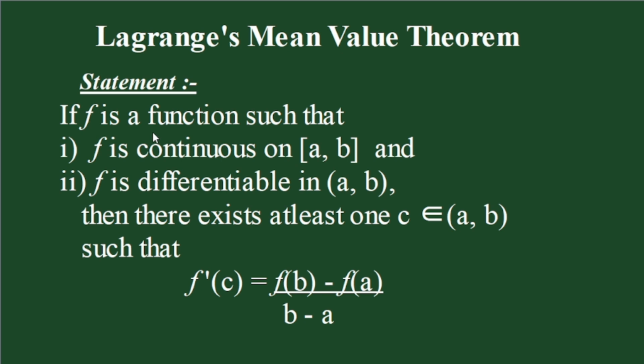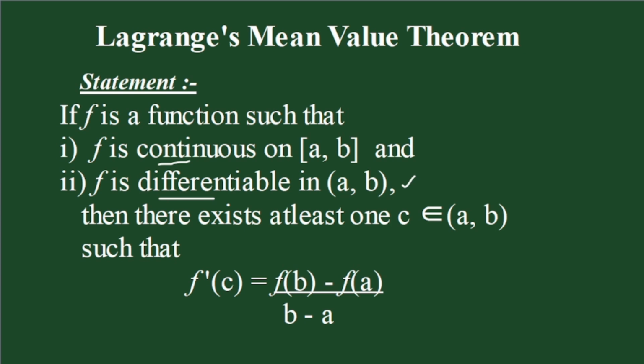If f is a function such that f is continuous on the closed interval [a, b] and f is differentiable on the open interval (a, b), then there exists at least one c in between a and b, that means belonging to the open interval (a, b), such that f'(c), the derivative of f at c, is equal to (f(b) minus f(a)) by (b minus a). So this is the statement of Lagrange's mean value theorem.